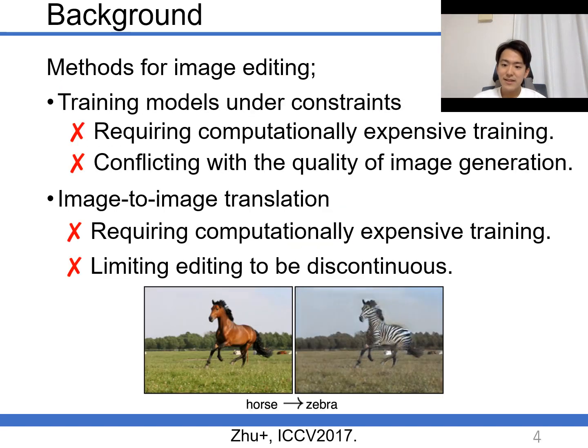For semantic image editing, several methods have been proposed to train deep generative models such that each semantic attribute is assigned to each element of the latent code. However, these approaches require computationally expensive training and can conflict with the quality of image generation. Other studies have proposed image-to-image translation. However, these approaches also require computationally expensive training and limit image editing to be discontinuous unless combined with latent code manipulation.